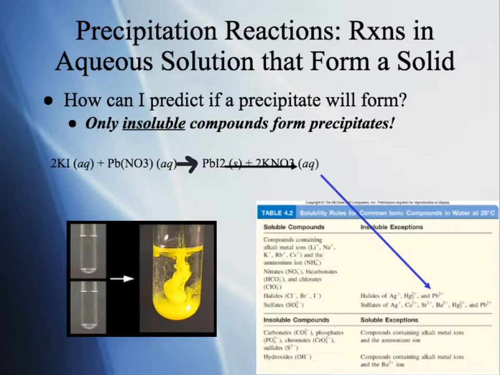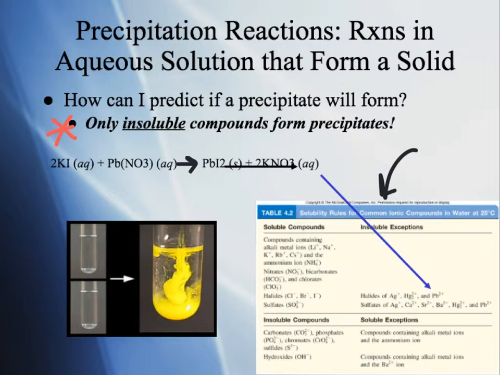You're going to have to look at a chemical equation and predict the products and figure out if a cloudy substance is going to form. So what tool do we need to use? Well, we need to use that handy-dandy solubility chart that we were just talking about. In order to predict if a precipitation reaction will form, we must know that only insoluble compounds form precipitates. And that makes sense because insoluble compounds cannot be dissolved in water. Therefore, you're going to see them still.